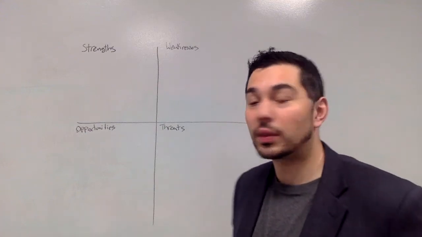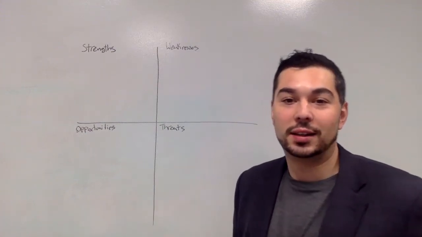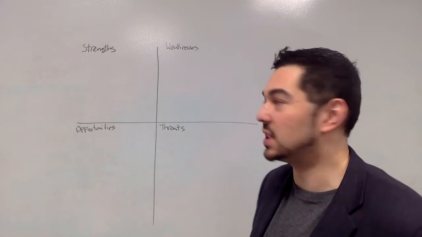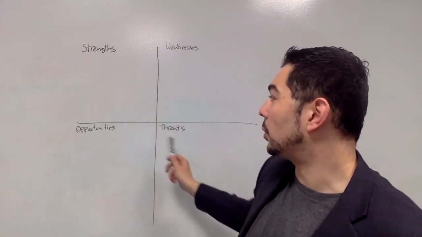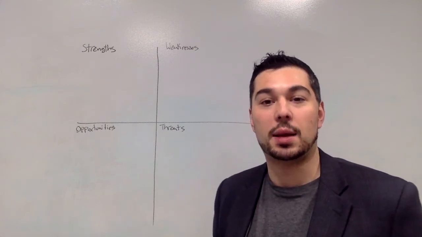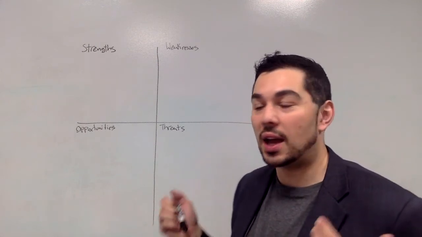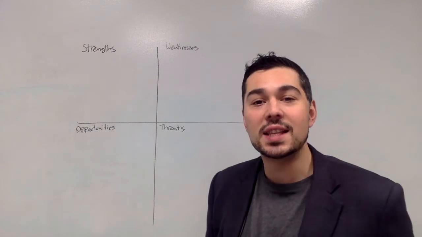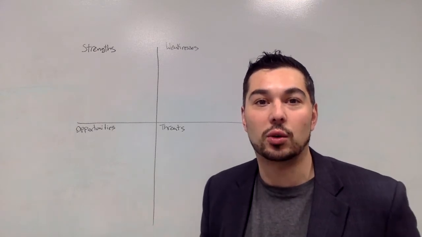All right. So now we're going to talk about SWOT. SWOT is an acronym. It stands for strengths, weaknesses, opportunities, and threats. So you want to do this at the beginning of your strategic planning process to determine what's going on inside your organization as well as outside your organization.